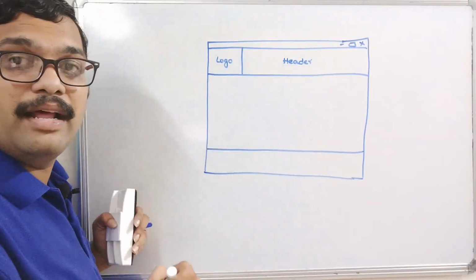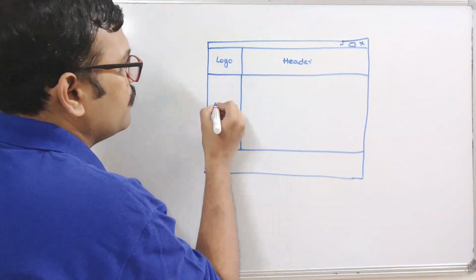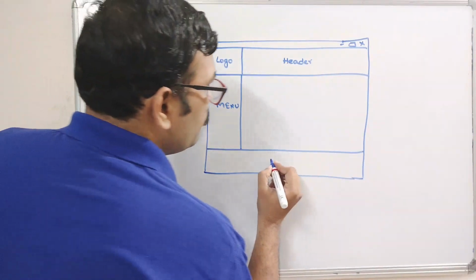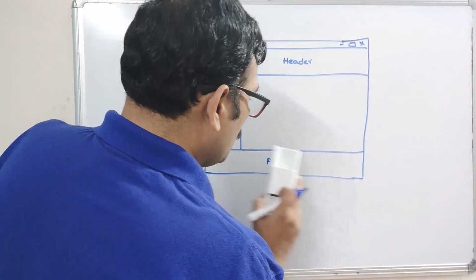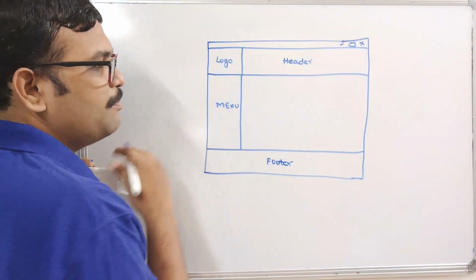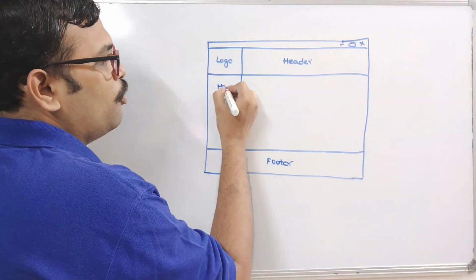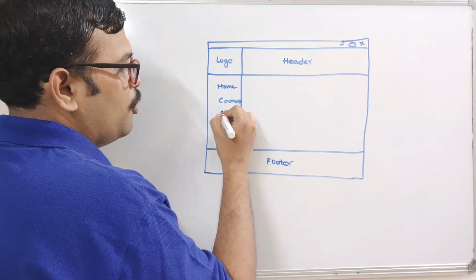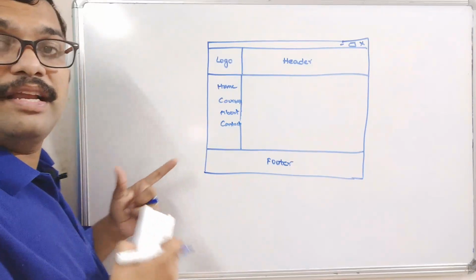Here we'll have the header, here the menu, and here the footer, right? In this place we'll have some links: a home button, courses, about, contact. Like this we will create a few menus.